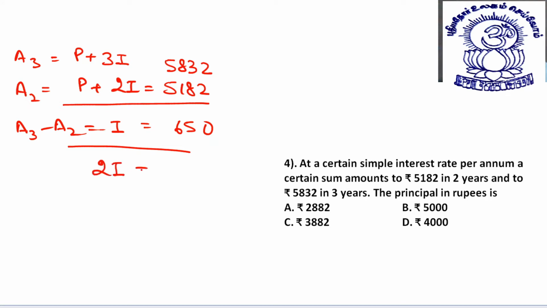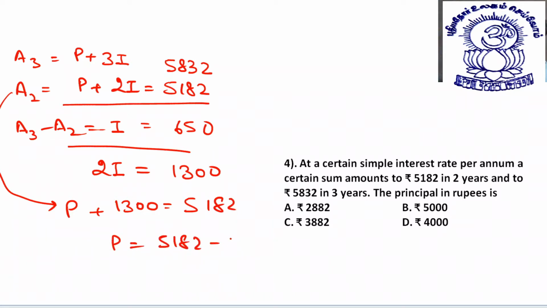So the value of 2I will be 650 into 2, 1300. So in this equation, P plus 1300 is equal to 5182. So P will be 5182 minus 1300. That will be 82. 51 minus 13 is, am I doing some mistake? 51 minus 13. Yeah, we have such an option, 3882. This is your answer. Option number C is your answer.